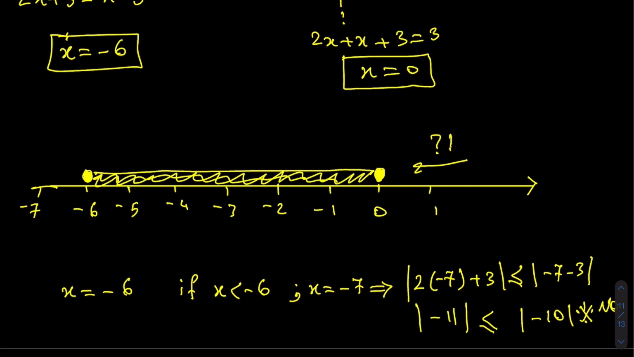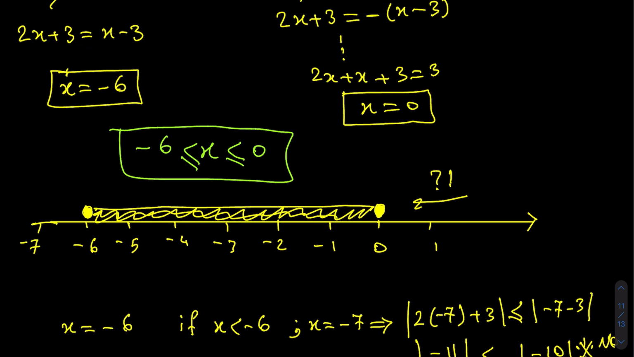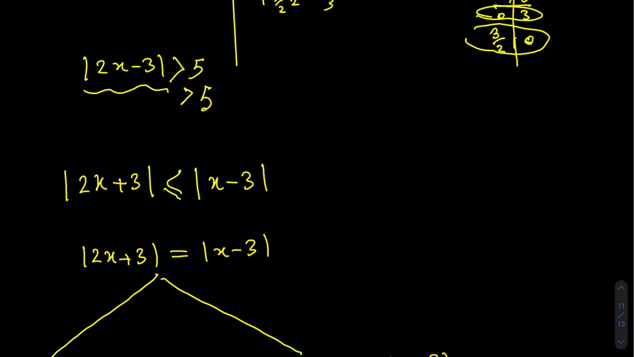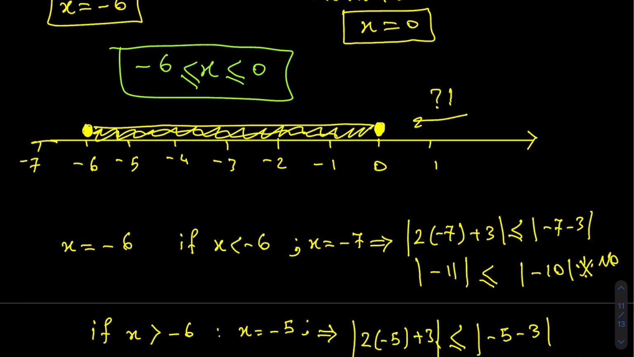So the answer for this inequality, we will write it in this way: x is larger than -6 and smaller than 0. So this is the answer for this inequality. This is how it works, and by solving this way you have zero error. It means you will not get any answer wrong.